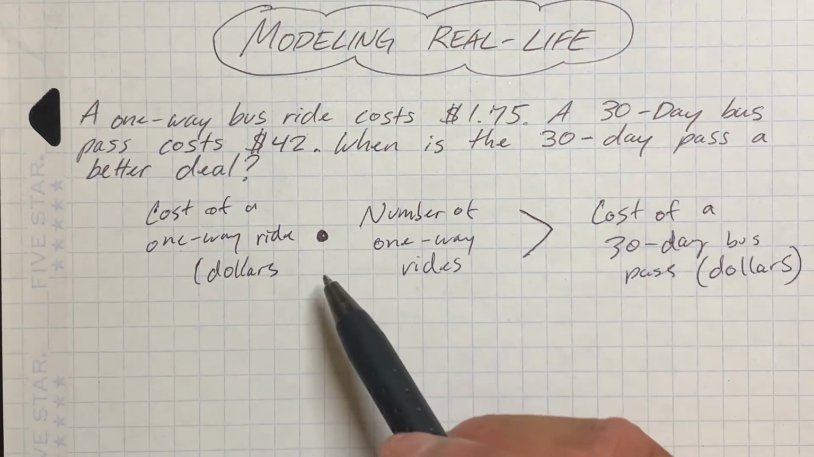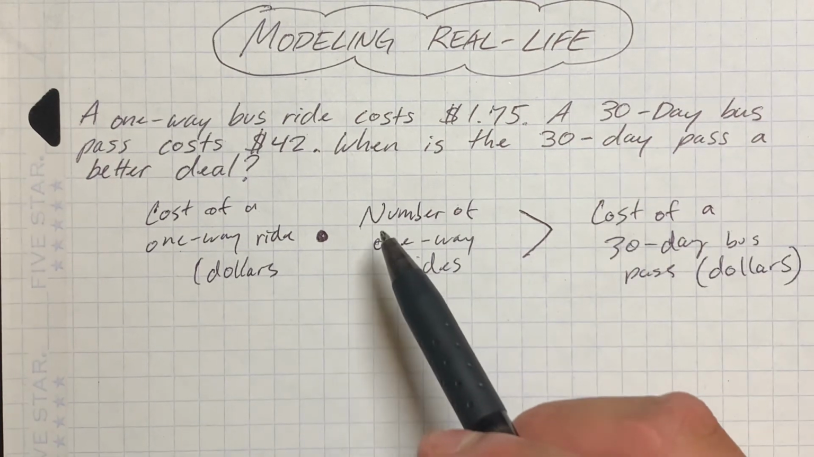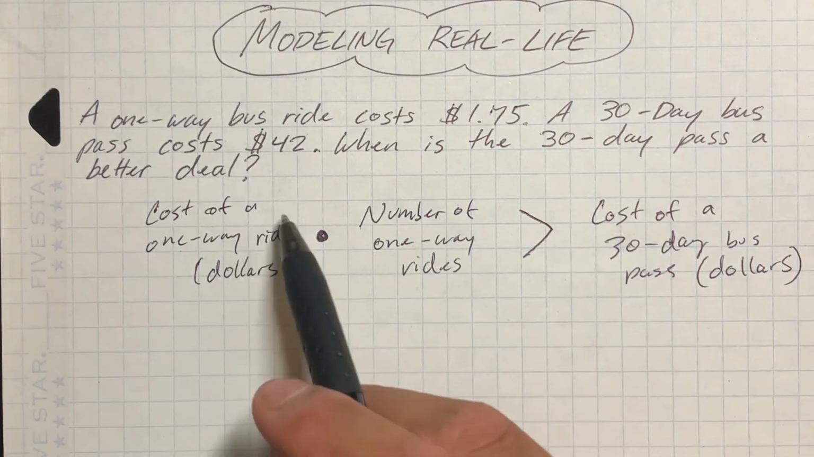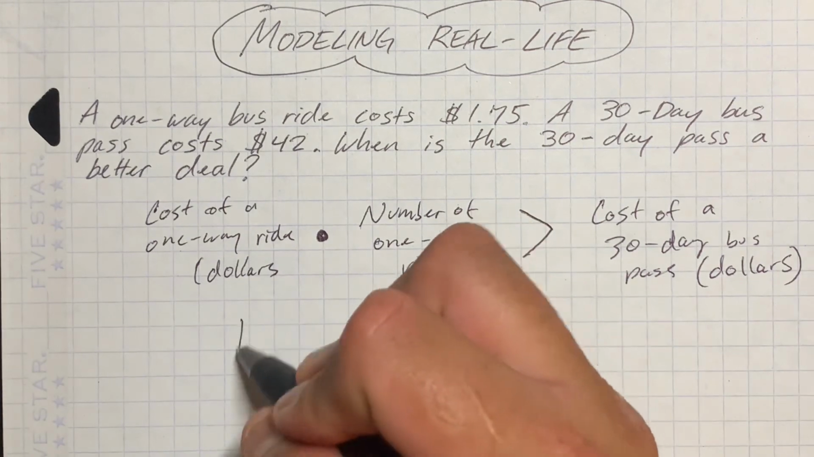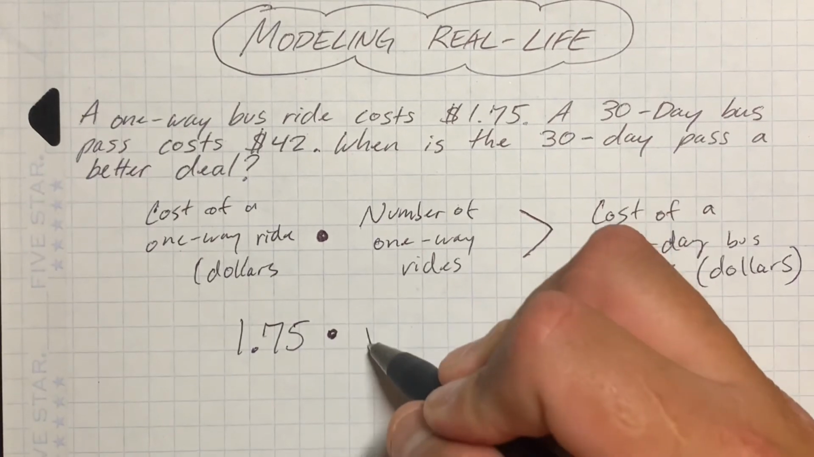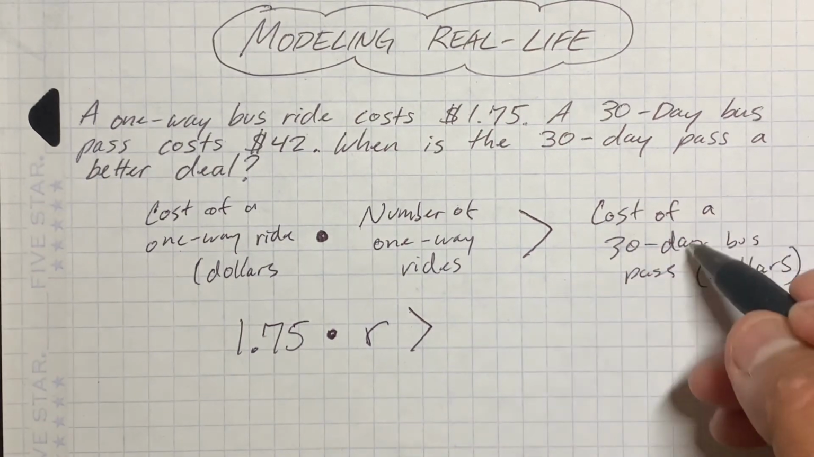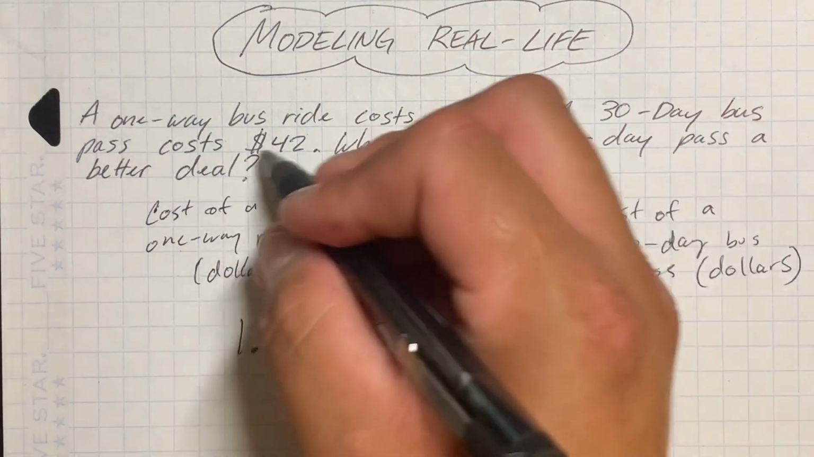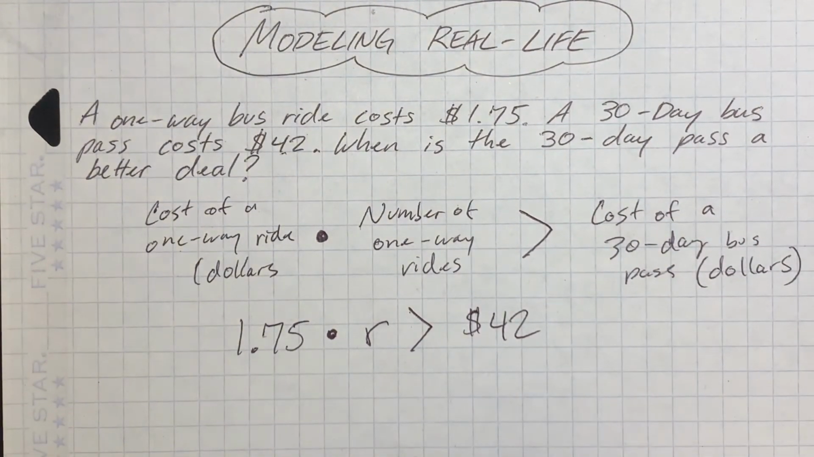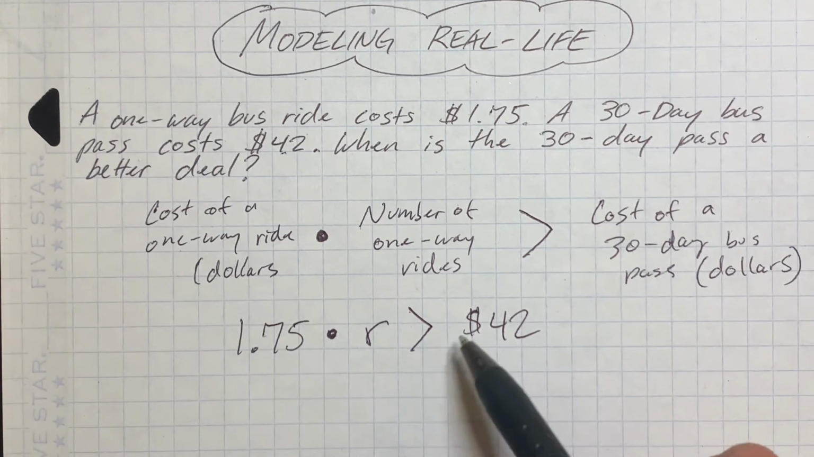So that's what we need to understand about this situation here. Now, if we let R, because of ride, we're looking for the bus ride, be the number of one-way rides, then we know that the cost of one-way bus rides is going to be $1.75 times the number of rides. We don't know that, so we use a variable R, and that's going to have to be greater than the cost of a 30-day bus pass, which is $42. Okay. So now we solve. So we have 1.75 times R, and that should be greater than 42.